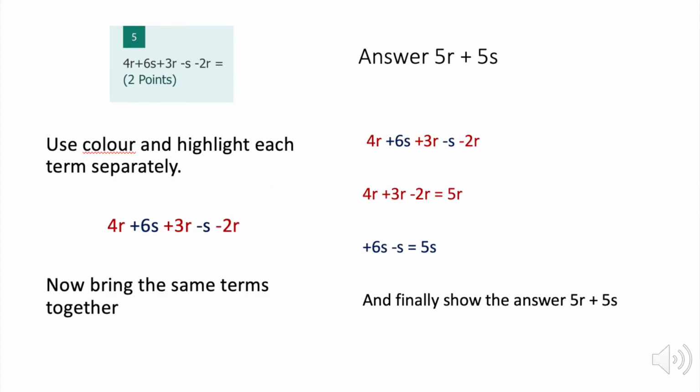So we're collecting like terms here. Imagine you've got rabbits and squirrels. Bring all the rabbits together and all the squirrels, but bring their signs with them. So here you've got 4 rabbits plus 3 rabbits, take away 2 rabbits, 5 rabbits. And then you've got 6 squirrels, take away a squirrel, 5 squirrels, and then bring it all together at the end.